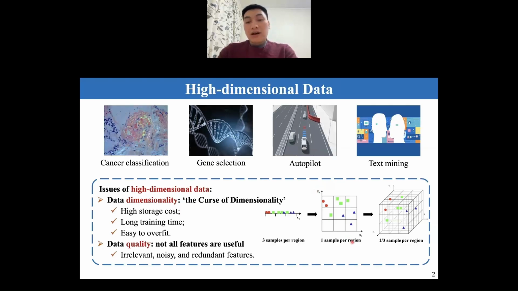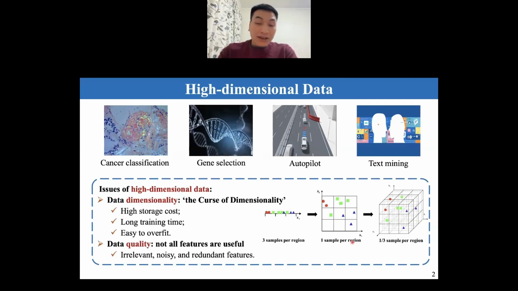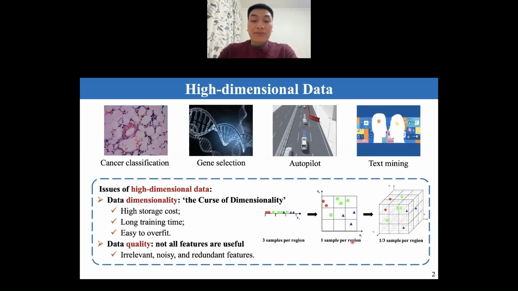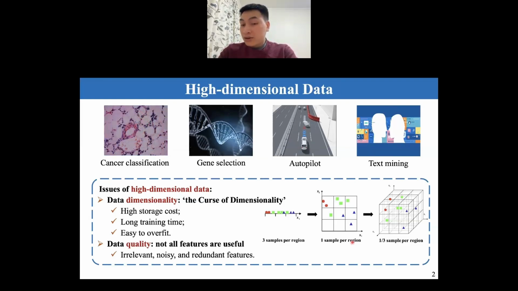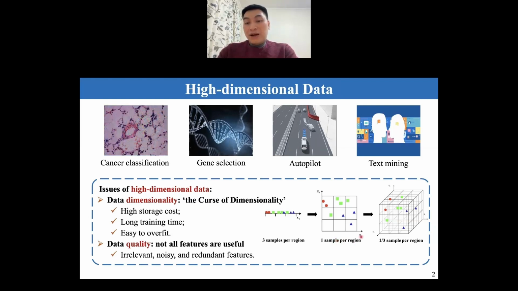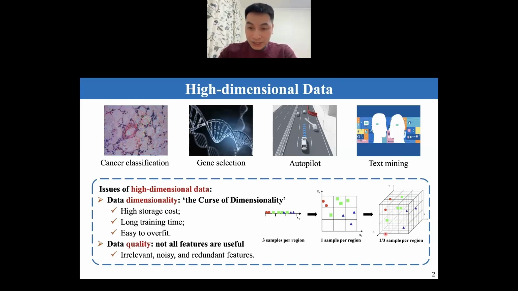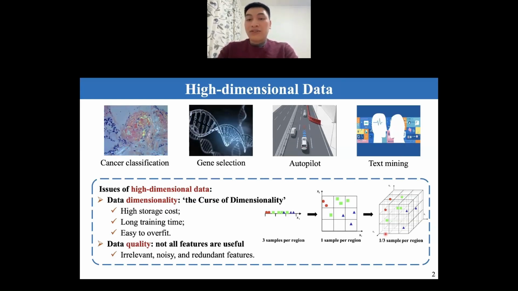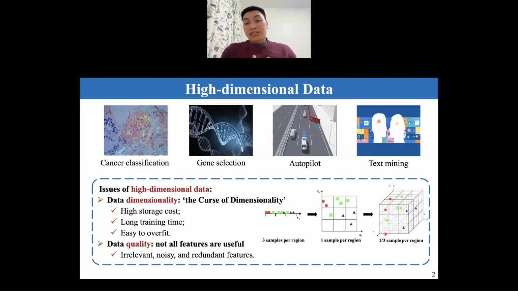You can see now the number of regions we have is 3 by 3, which is 9, and then the average number of samples per region is only one now. So it is reduced by a third. If we increase the number of features by 1, so we have 3 features with 27 regions, which means that on average we are going to have 1/3 of a sample per region. So in general, you can see a trend, right?